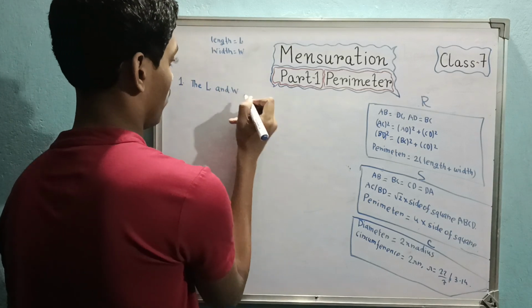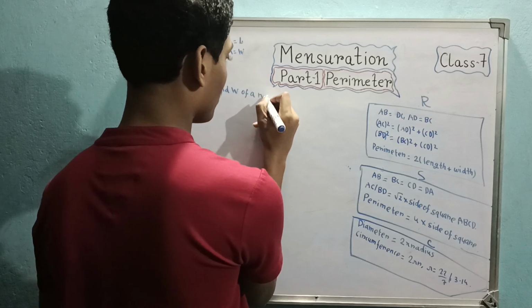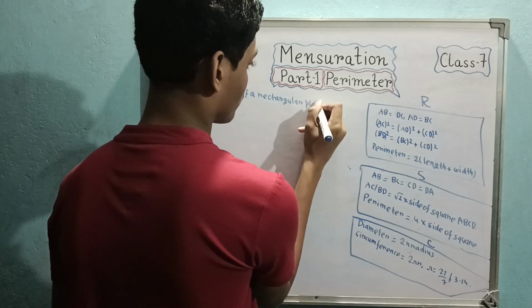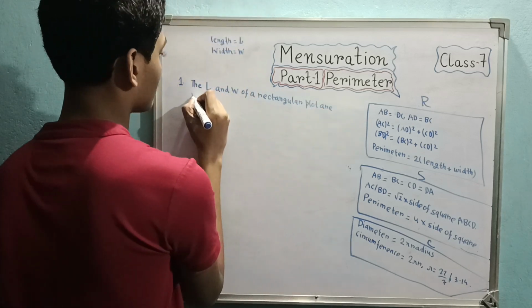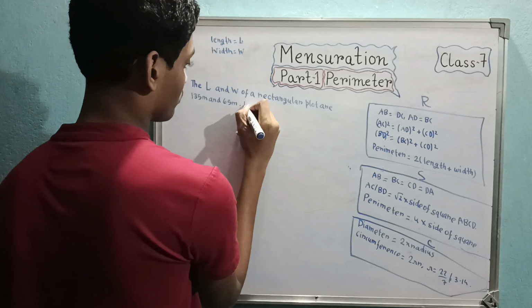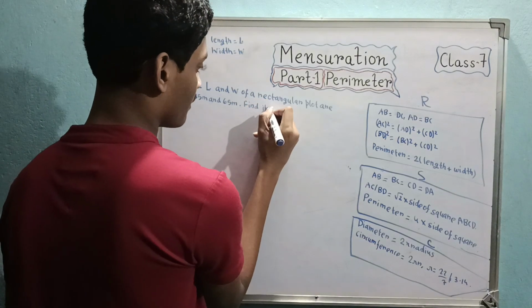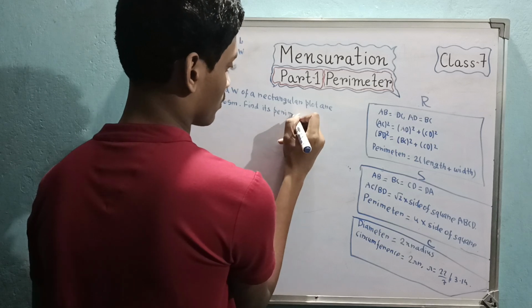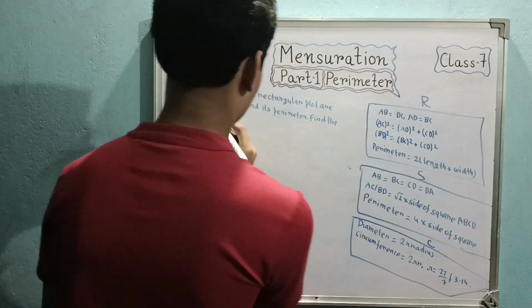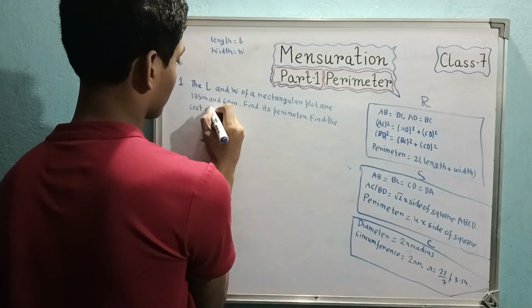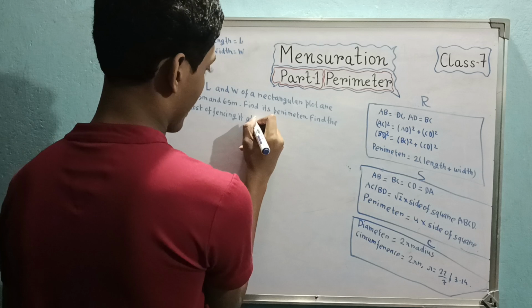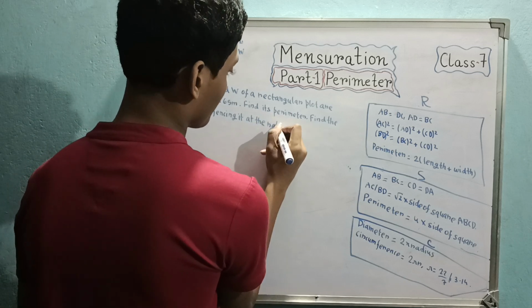Length and width of a rectangular plot are 125 meter and 65 meter, and find the cost of fencing it at the rate of rupees 60 per meter.